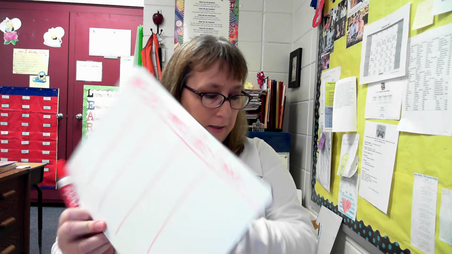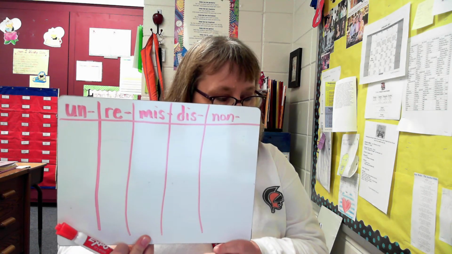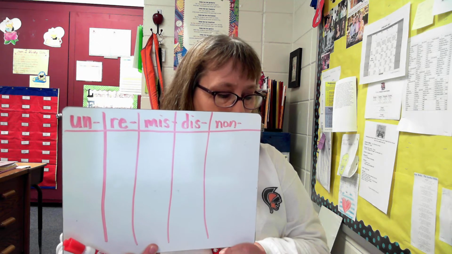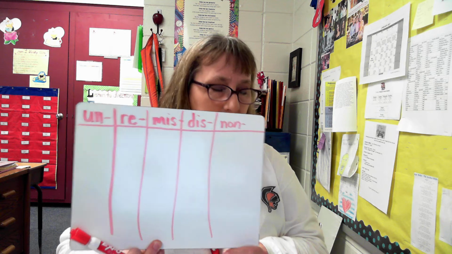with these prefixes. Alright, I'm going to call out a word, and then we're going to chart these words. We're going to sort them. We're going to put words with the prefix un in the first column, re in the second column, just like I have here. Mis will go in the third column, dis the fourth column, and non will go in the last column. Okay, I'm going to start first.